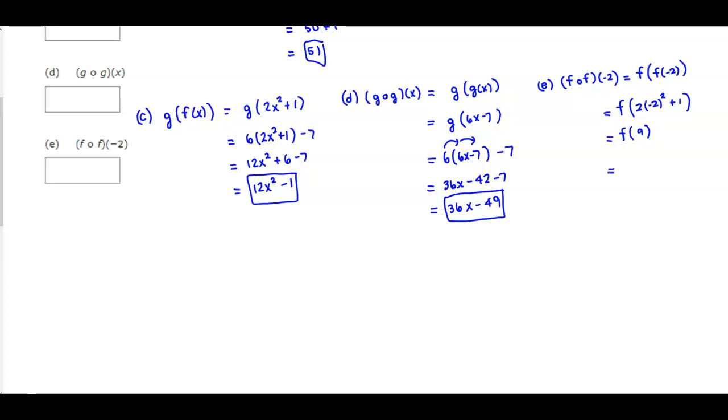So now this becomes 2 times 9 squared plus 1. So 9 squared is 81, and 2 times 81 is 162, plus 1, which is equal to 163.